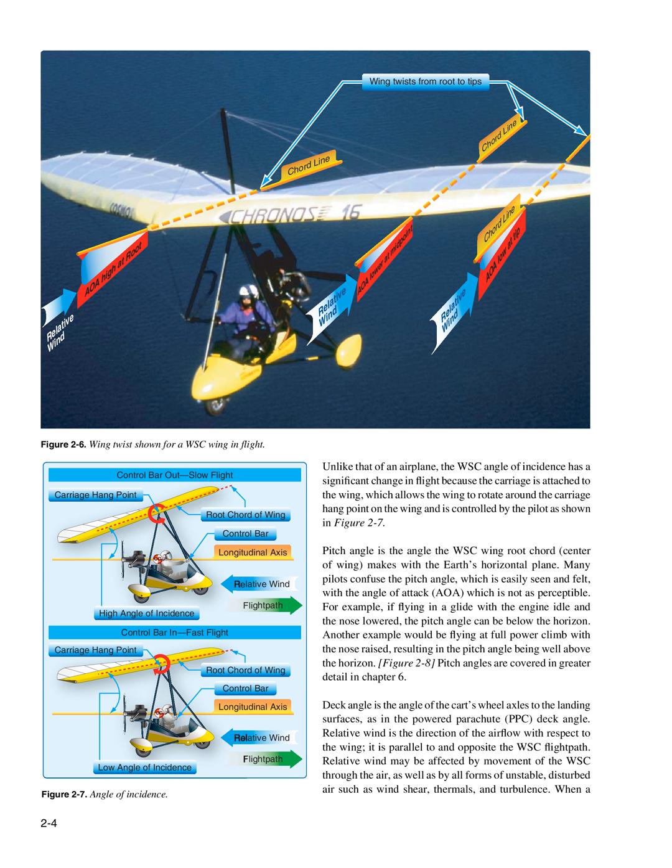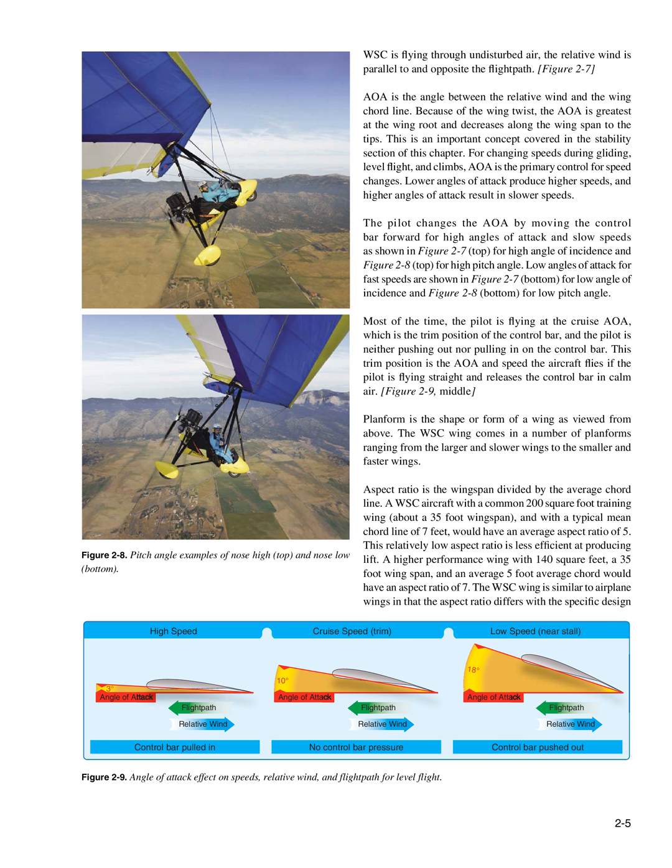When a WSC is flying through undisturbed air, the relative wind is parallel to and opposite the flight path. Figure 2.7, AOA is the angle between the relative wind and the wing chord line. Because of the wing twist, the AOA is greatest at the wing root and decreases along the wingspan to the tips. This is an important concept covered in the stability section of this chapter.